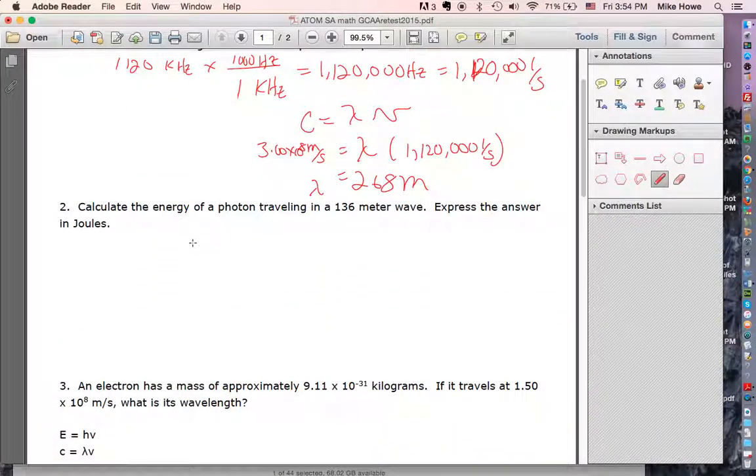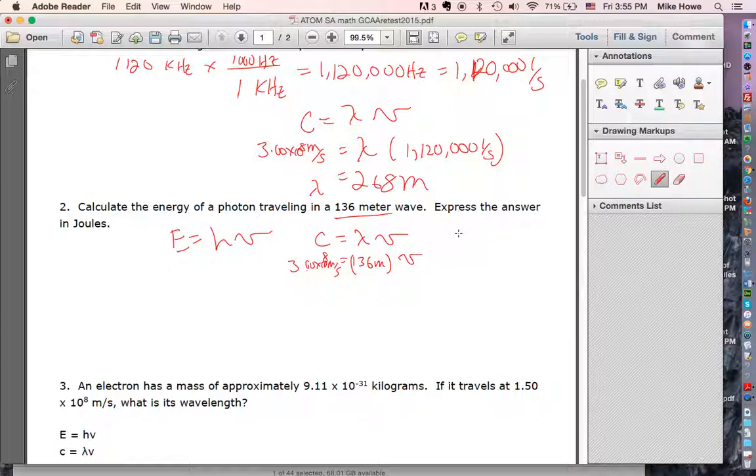Number 2, we want to find energy. So energy is equal to H times frequency, but we're given wavelength. So there are 2 things you could do. You could use this equation and solve for frequency, because you know wavelength is 136 meters. You know that C is equal to 3.00 times 10 to the 8th meters per second. And we don't know frequency. So you could solve for frequency and take frequency and plug in here.